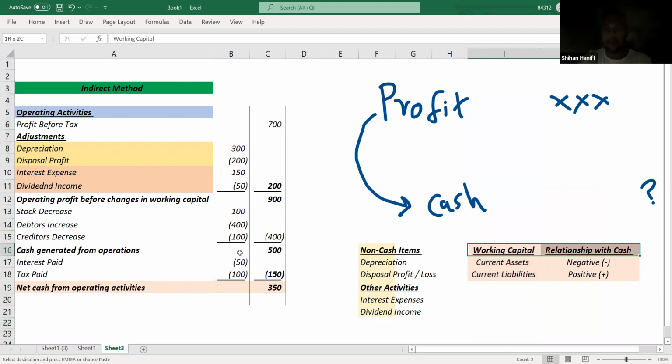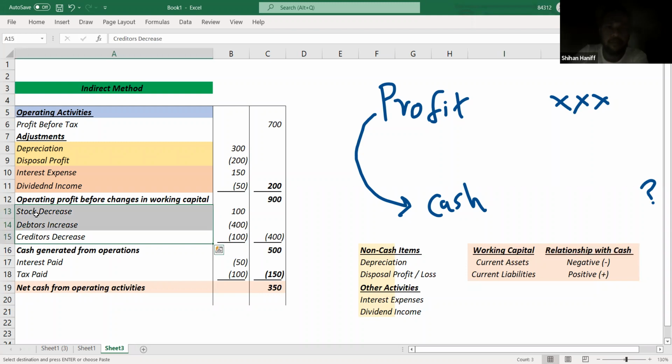Working capital. Mainly what you will get in working capital is the stock, debtors, creditors. Remember these three main activities: stock, debtors, creditors, trade receivables, and trade payables. There can be other things, I will explain when it comes to the examples. So here, either we will add or deduct. Now I will tell you how to identify whether to add or deduct.